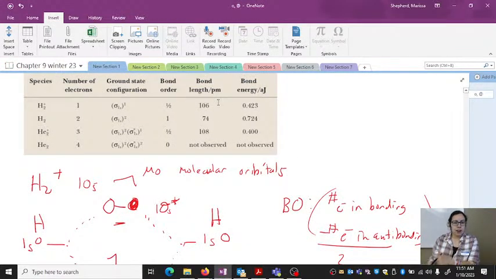And so here they actually have what the bond length is. If we had put this into WebMO, it would give us a potential bond length, which should be somewhere around this.